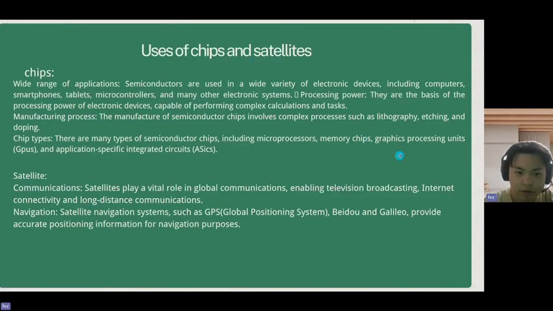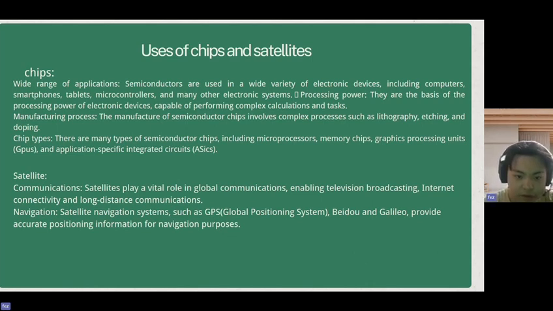At the beginning of the topic, I would like to introduce for you the uses of chips and satellites. Chips have a wide range of applications. Semiconductors are used in a wide variety of electronic devices, including computers, smartphones, tablets, microcontrollers, and many other electronic systems. Processing power: they are the basis of the processing power of electronic devices, capable of performing complex calculations and tasks.